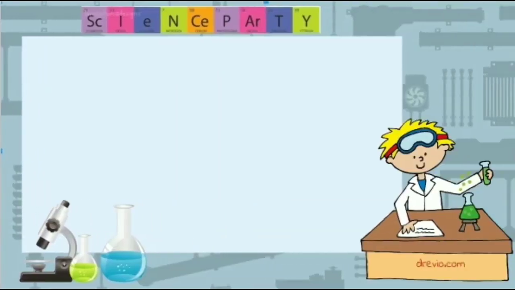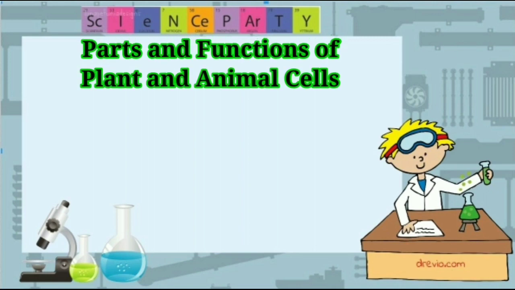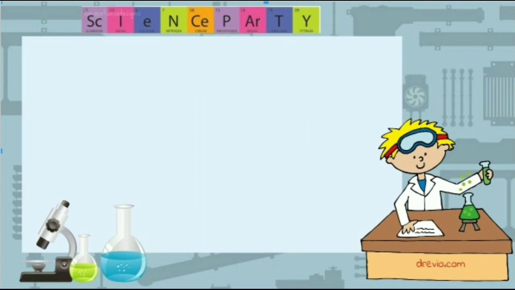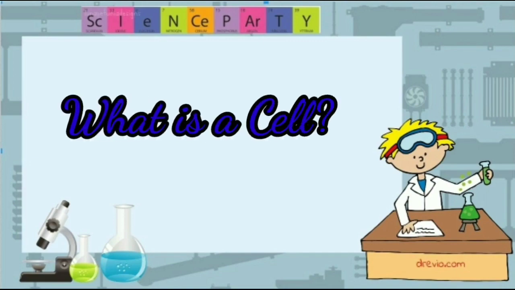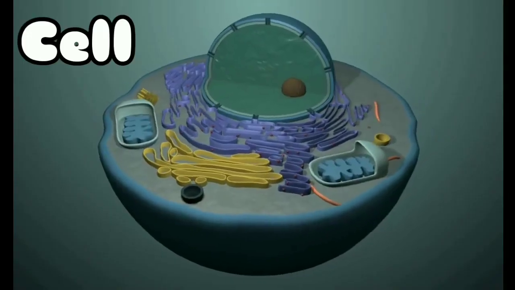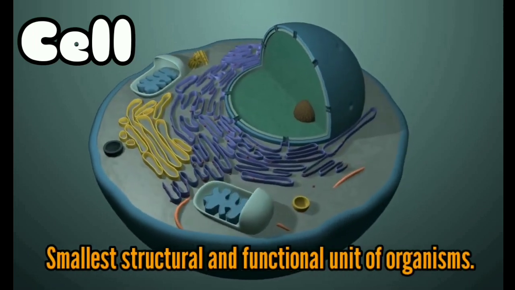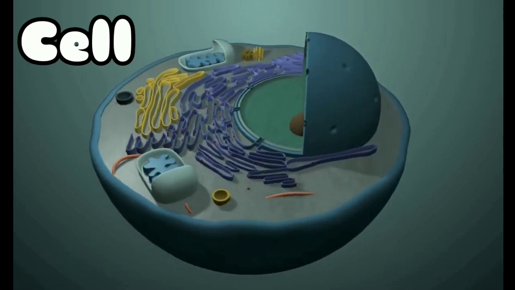Hi guys! So in this video, we will discuss the parts and functions of the plant and animal cells. But before that, let us define what is a cell. The cell is the smallest structural and functional unit of an organism, and they are typically microscopic.